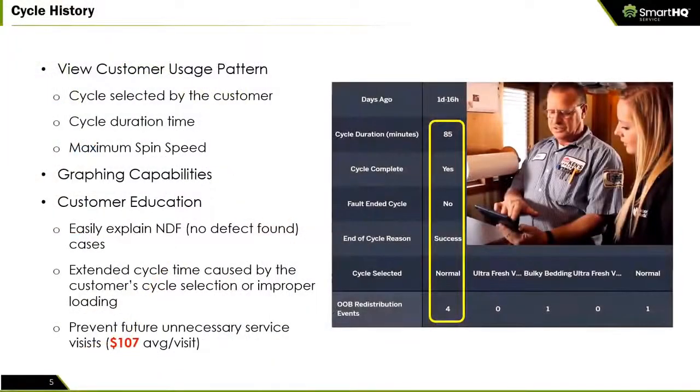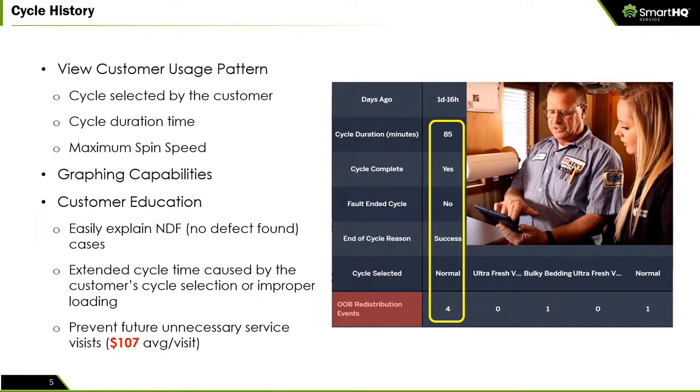But check this out. This technician was able to find this parameter all the way at the bottom within the cycle history feature called OOB redistribution events. And what that essentially means is that there were 4 out of balance, that's what OOB means, out of balance events, where the machine detected that the clothes were kind of tumbling all over the place. So it stopped the basket from spinning. In an effort to reshuffle the clothes around, redistribute them, it pumped a little bit of water into the machine and then tried to agitate it again. So every time that happens, that's going to take up 4 to 7 minutes, somewhere in that neighborhood.